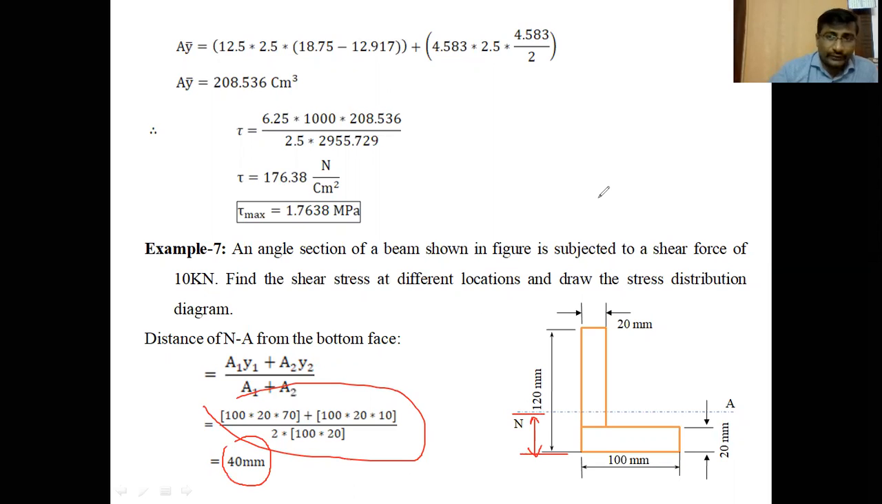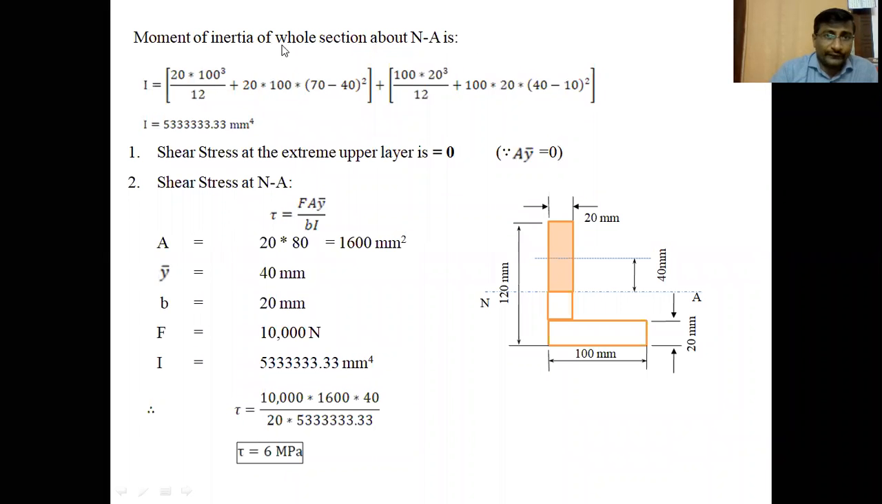After locating the neutral axis, find the moment of inertia of the whole section about that neutral axis. As in the earlier problem, by applying the parallel axis theorem, I_A is equal to I_C plus A y squared. So the moment of inertia of the vertical member about its own CG is b d cubed by 12.